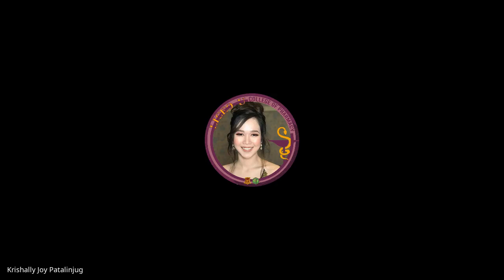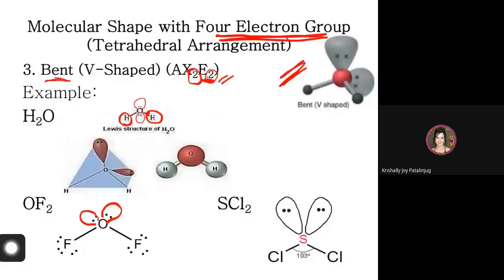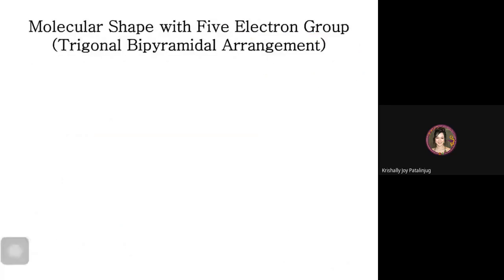Okay, next, let's proceed to those molecules naman with 5 or 6 electron groups. So this is what you should remember: when a molecule has 5 or 6 electron groups, this time, what you will notice is that the central atoms of those molecules are found in period 3 of the periodic table. Okay, remember that.